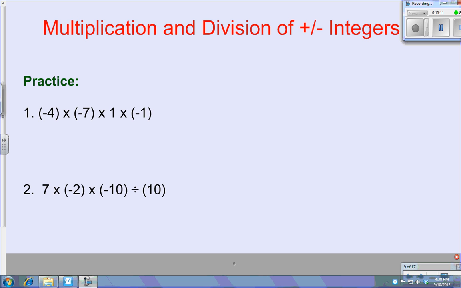Again, we have 2 more practice problems. I made these more complicated just to ensure you had the concept down. Please pause your recording now, complete these 2, and resume when you are done.